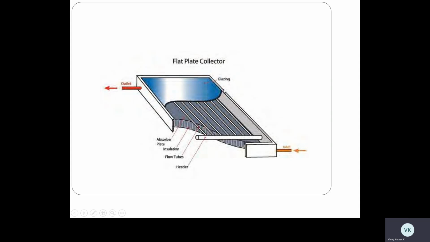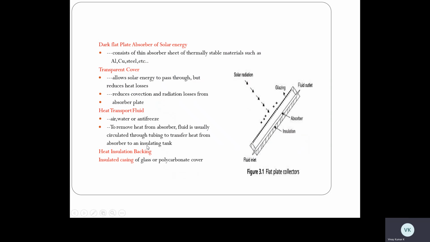Absorber and insulation tank. That's why we use fluid as a heat exchanger. The next thing is heat insulation backing, or insulated casing of glass or polycarbonate cover. What are the different kinds of insulating things that we can use in our flat plate collectors? Insulated casing of glass or polycarbonate cover. Polycarbonate cover or glass can be used as insulating materials.